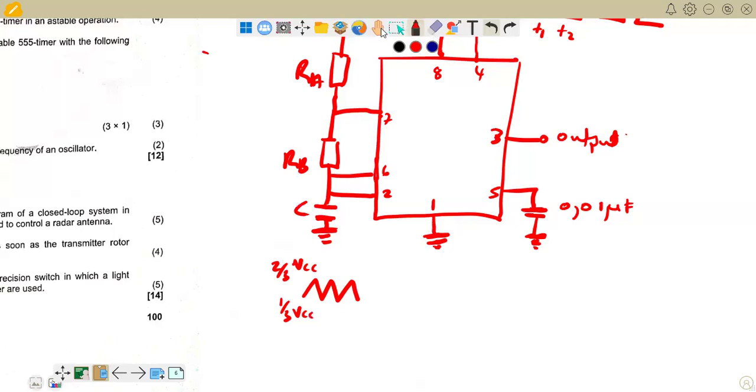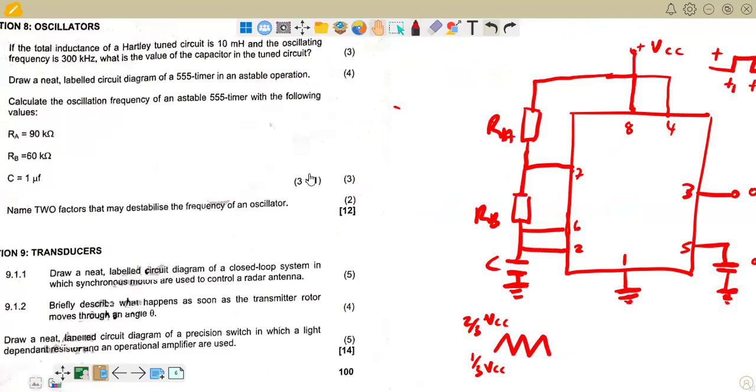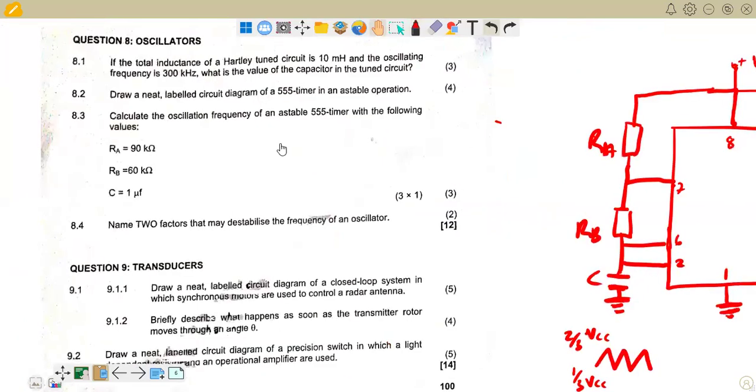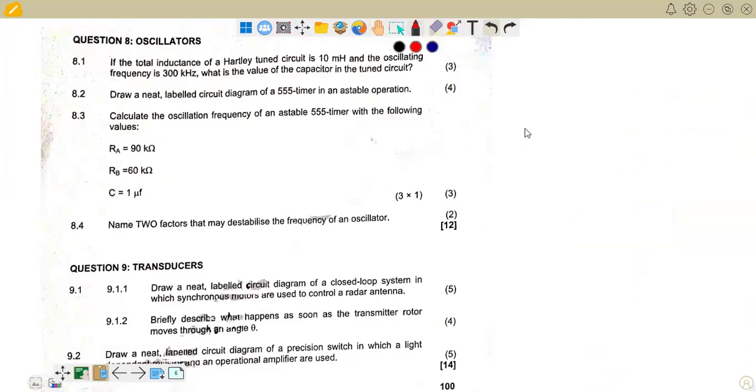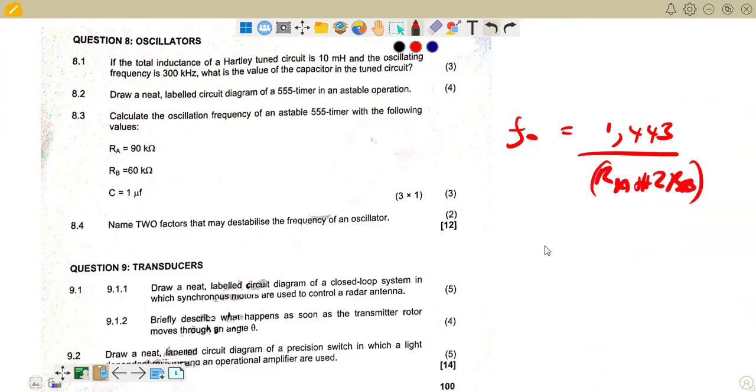Let's quickly go to 8.3. It's saying calculate the oscillation frequency of an astable 555 timer with the following values RA, RB, and C given as 90 kilo ohm, 60 kilo ohm, and 1 microfarad respectively. So the question is asking for the oscillation frequency. F0 is equal to 1.443 over RA plus 2 times RB, multiplied by C. That's our formula for the oscillation frequency.